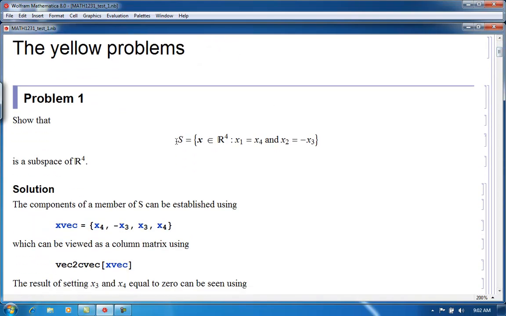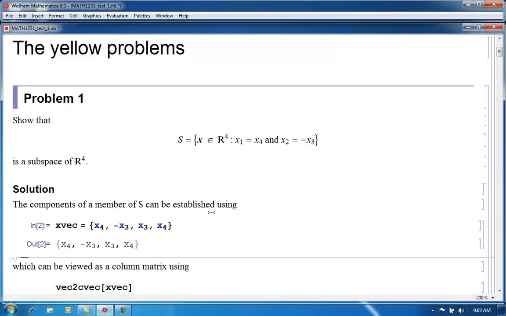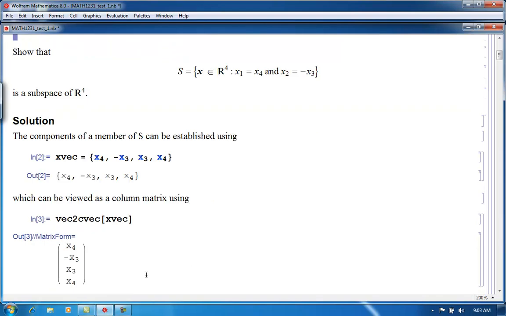So we've got this set S, which consists of some vectors in R4 such that x1 is equal to x4 and x2 is equal to minus x3. So we can establish the components of a member of S using this. So x1 is replaced by x4 and x2 is that. So for any values of x2, x3 and x4, that's a member of S, and we can view that as a column vector using that.